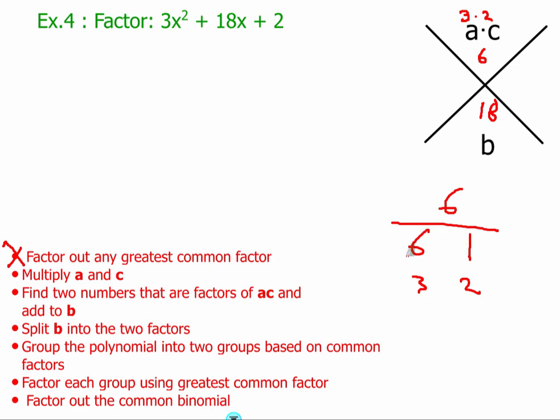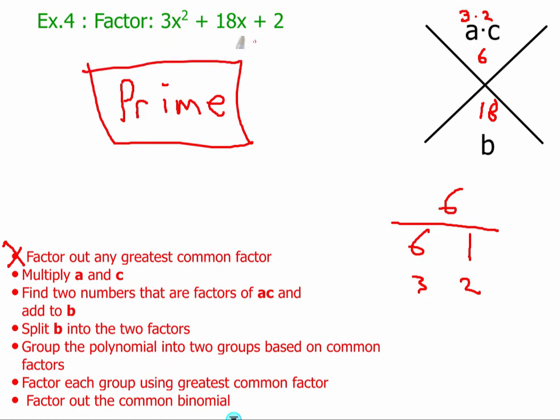That doesn't work. They could both be negative. Negative 6 plus negative 1 is negative 7. That doesn't work. 3 plus 2 is 5. Nope. Negative 3 plus negative 2 is negative 5. That doesn't work either. So I can't find any two numbers to go here. So this cannot be factored. There's no way of factoring this trinomial. So what we want to do is say that this one is prime. All right? It cannot be factored. You just have to leave it like it is. So the answer is prime.